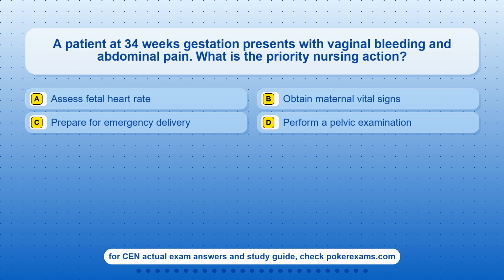Question 21. A patient at 34 weeks gestation presents with vaginal bleeding and abdominal pain. What is the priority nursing action? Option A. Assess fetal heart rate. Option B. Obtain maternal vital signs. Option C. Prepare for emergency delivery. Option D. Perform a pelvic examination.